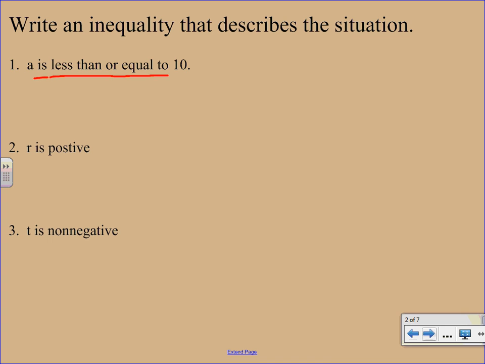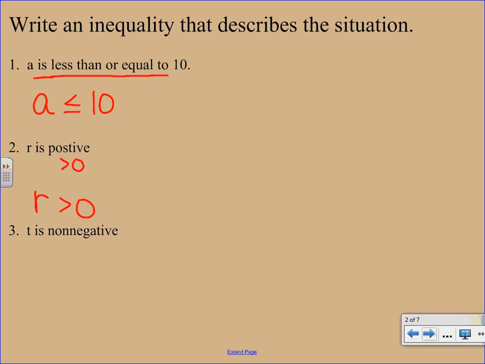If you remember from equations, "is" means equals, but now when the "is" is attached to the less than or equal to notation, we actually switch and we make it an inequality. So for this one, you're literally going to write A and then use the less than or equal sign, and then 10. Next one, R is positive. If you think about what positive numbers are, those would be numbers greater than 0. They do not include 0 because 0 is kind of a neutral number. So we would just write R is greater than 0.